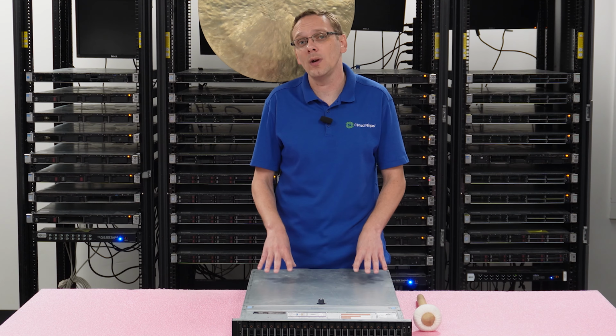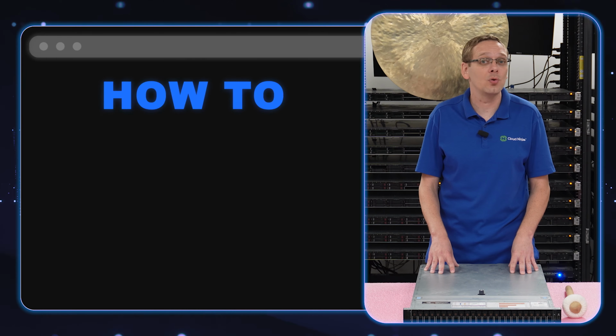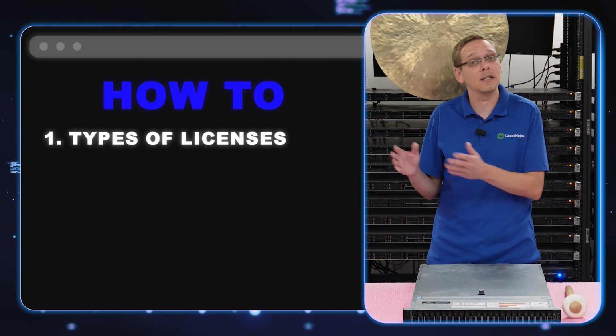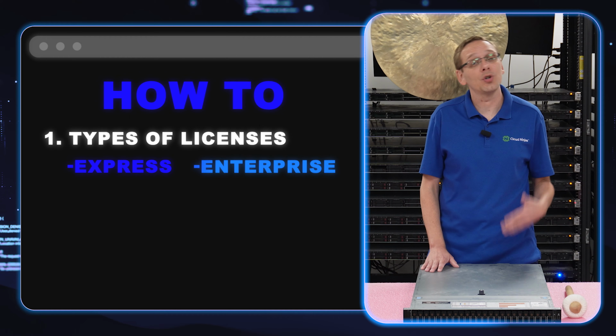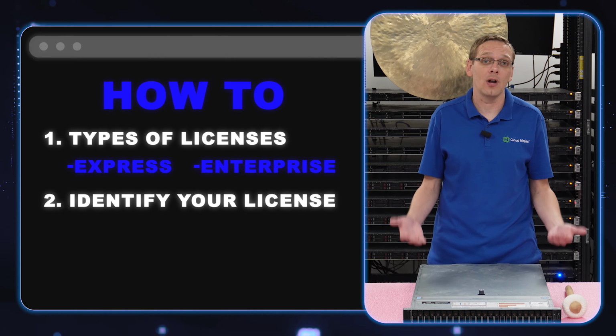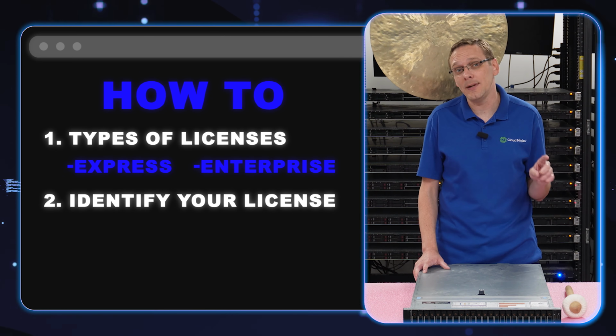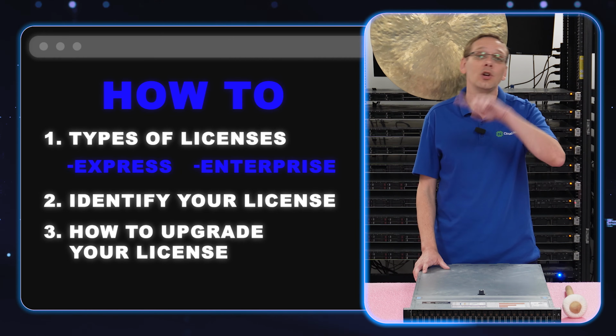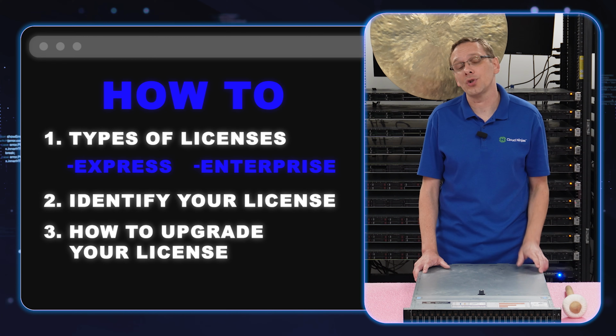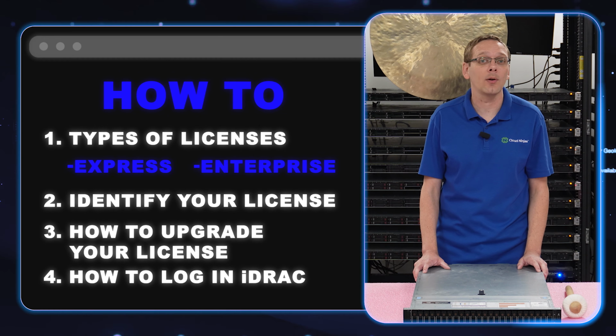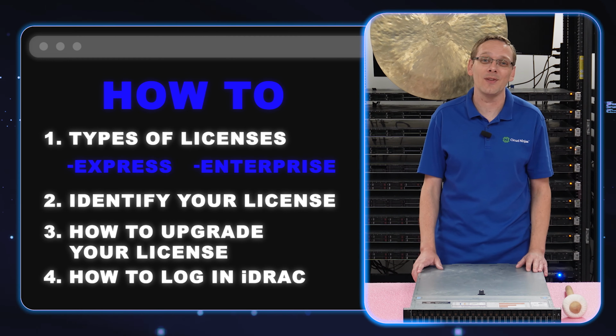So what we're going to do in this video is talk about the two types of iDRAC licenses, which are Express and Enterprise. We're going to show you how to identify which type you have if you're not sure. We're going to show you how to upgrade from Express to Enterprise, and then at the end we're going to show you how to actually log into the iDRAC web interface. So there's going to be a lot going on in this video, so let's just get into the fun stuff.